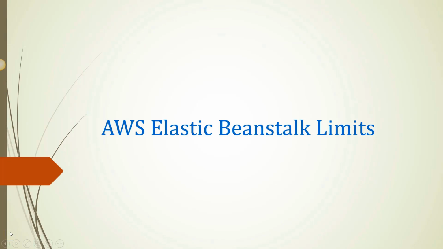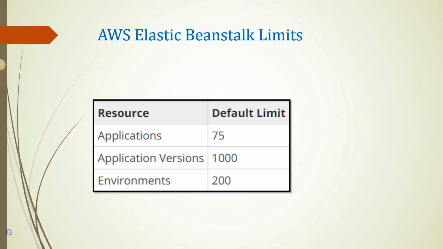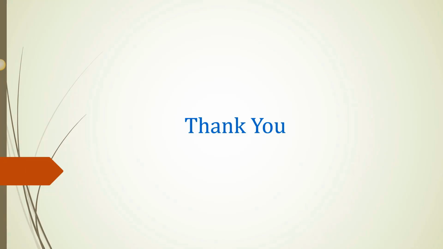Now let's talk about AWS Elastic Beanstalk limits. So by default, you can create 75 applications in your account. So this is the default limit. You can upload 1000 application versions in one Elastic Beanstalk application. And there could be 200 environments per application. So these all are the default limits of Elastic Beanstalk. Thank you.